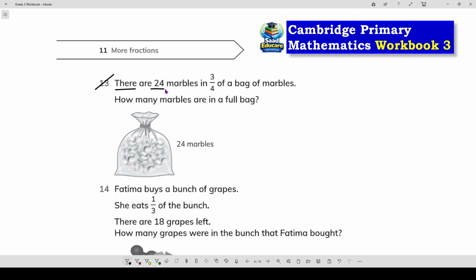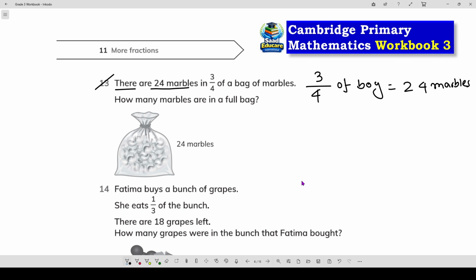There are 24 marbles in 3/4 of a bag of marbles. So what does that actually mean? First we have to understand: 3/4 of the bag equals 24 marbles, right?